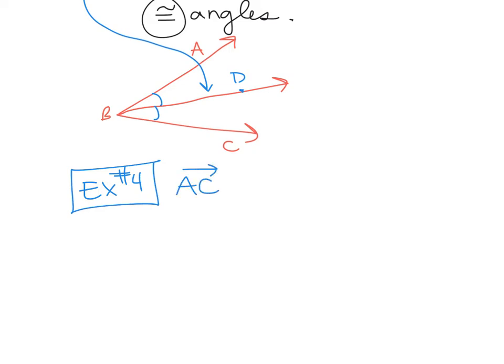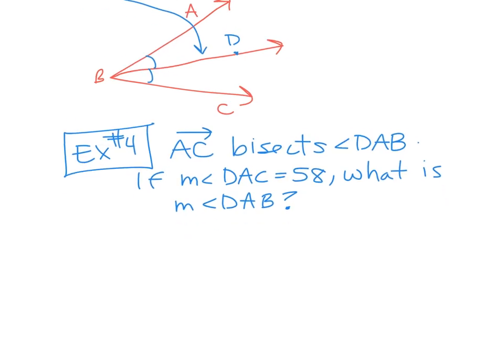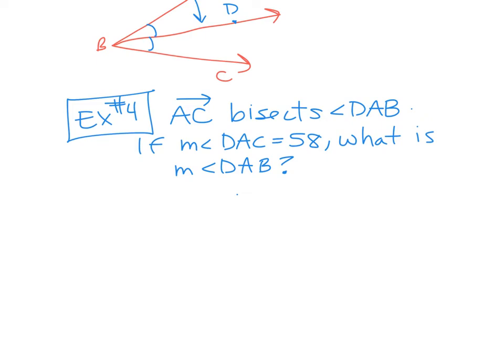If I tell you ray AC bisects angle DAB, if the measure of angle DAC is 58, what is the measure of angle DAB? And here's our picture. So if AC bisects DAB, here's DAB.